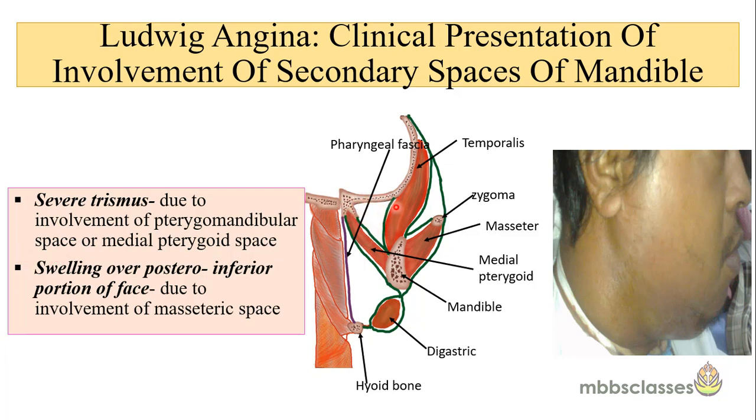This is the medial pterygoid space, and when the secondary spaces are involved, they may have a swelling over the posterior inferior portion of the face, which is suggestive of involvement of the masseteric space. So this is the masseter muscle and this is the masseteric space. If you see here, this patient is having involvement of the submandibular space. Here you can see that there is shiny skin over the side of the face, and this patient had Ludwig's angina which resulted in the spread of infection to the masseteric space also. This patient needed tracheostomy because he presented with stridor.